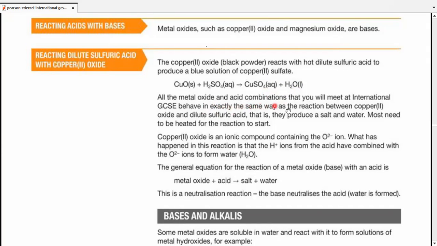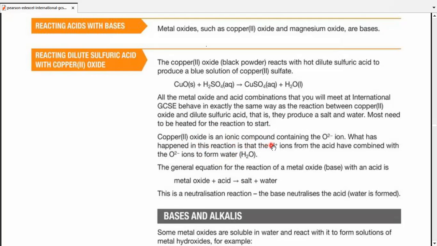All the metal oxide and acid combinations that you will meet at IGCSE level will behave in the same way as the reaction between copper oxide and dilute sulfuric acid. They produce a salt and water. Most need to be heated for the reaction to start.